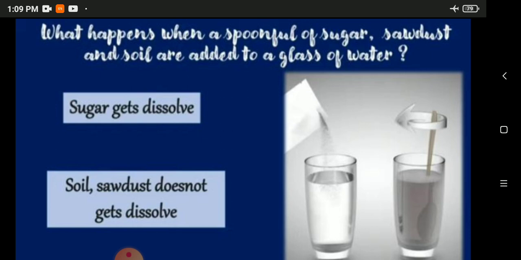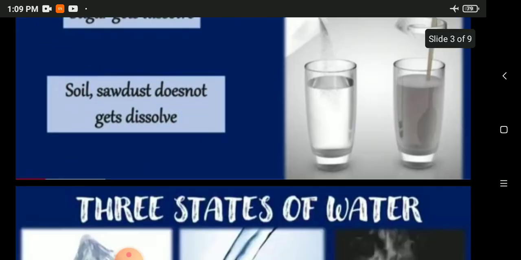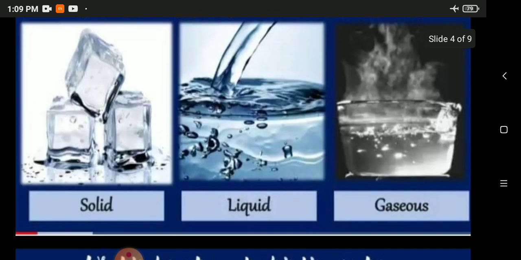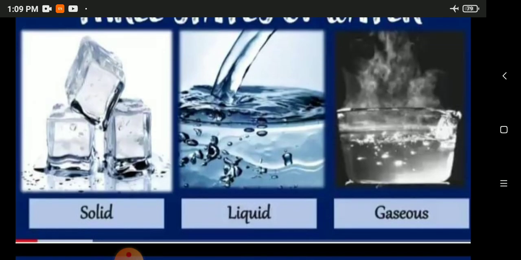Okay, students. So next, the second question is, which are the three states of water? Solid, liquid, and gaseous. Solid is the form of ice. It's very hard. Liquid is the water form. And gaseous, you can see that when you boil water, steam appears. That is called the gaseous state of water. So, the three states of water are solid, liquid, and gaseous.